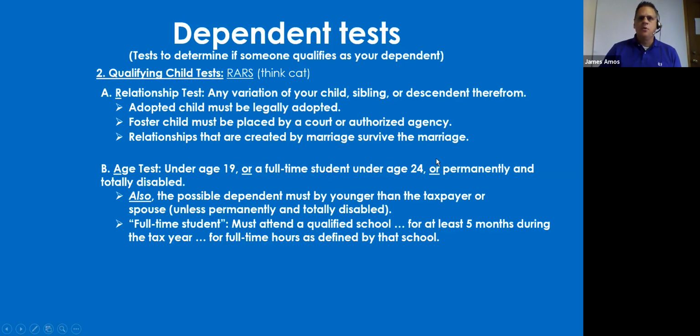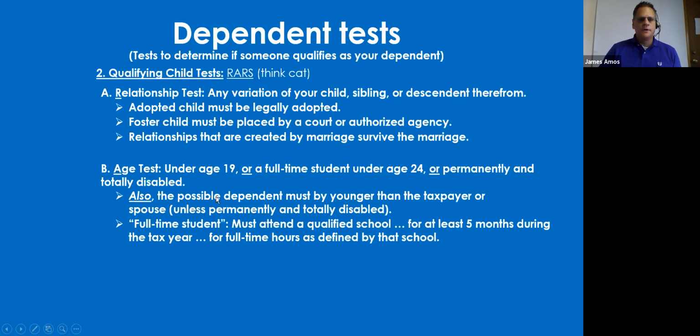Or they still might qualify if they are permanently and totally disabled. Okay? Not temporary disability. So it's got to be permanent. And it's got to be totally disabled, which simply means they require assistance to take care of themselves.